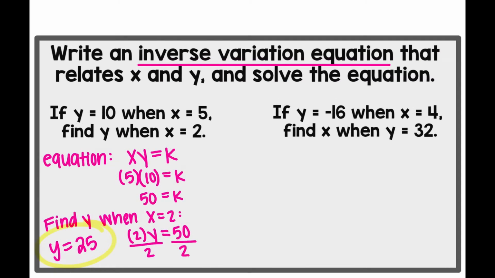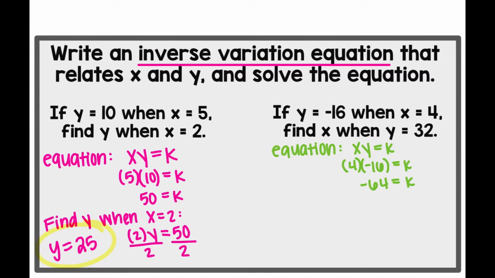Let's do another one. If y is negative 16 when x is 4, find x when y is 32. First, we need to set up our inverse variation equation, which is x times y equals k. So if x is 4 and y is negative 16, we can find what that product is. So negative 16 times 4 is negative 64. So negative 64 is always going to be the product of x and y.